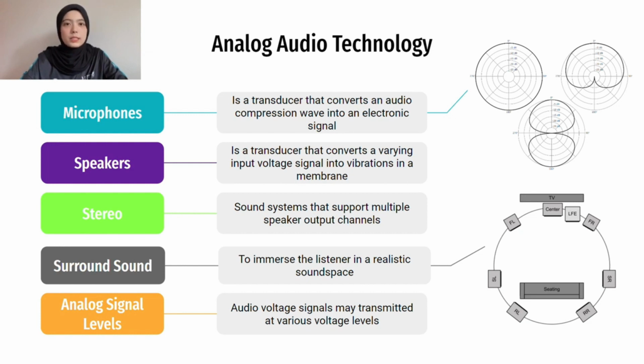We have analog signal levels. Audio voltage signal may transmit at various voltage level. Passing a voltage that is too high for the device to handle will cause clipping of the signal. Passing a voltage that is too low will result in output that sounds quieter than it should.